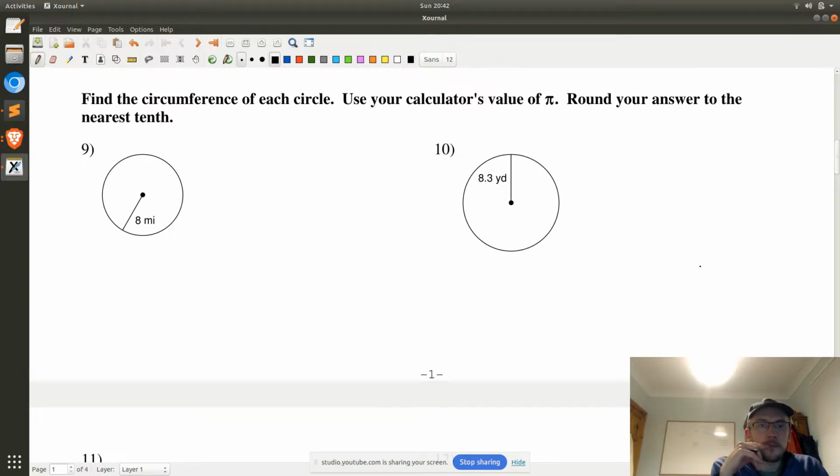Now we must find the circumference of each circle and round our answers to the nearest tenth. So the circumference of a circle is pi multiplied by its diameter. In this case, the diameter is 8 miles, which when we double it, the diameter is 16 miles from doubling the 8-mile radius. 25.12, and what's double that? 50.24.